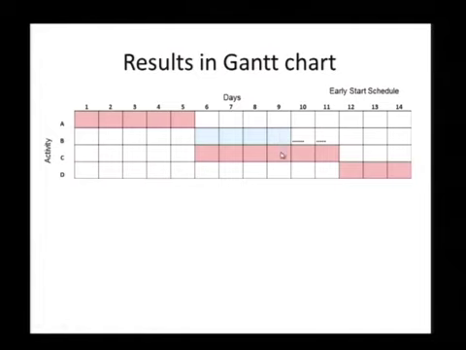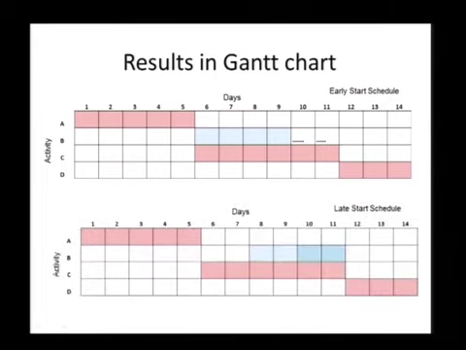Activity C, finishing at end of 11, and activity D starting at beginning of 12 and going all the way to 14. Okay, now we have seen that this is what we call the early start schedule. Now if I go to the late start, what happens?